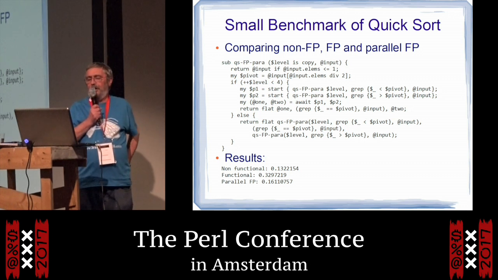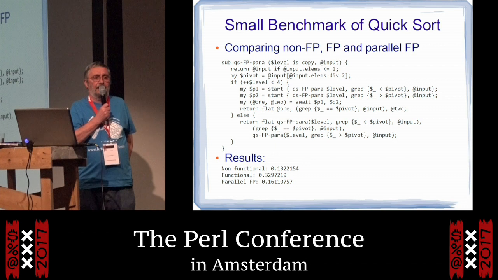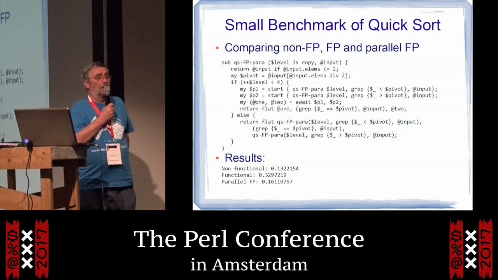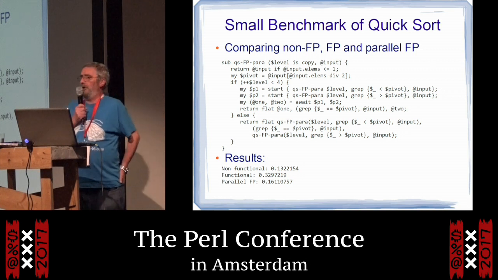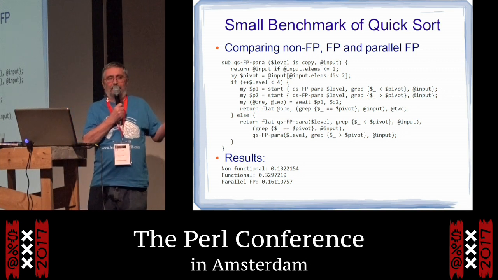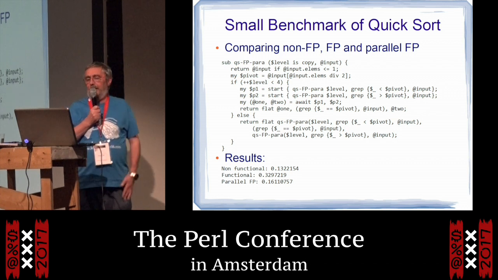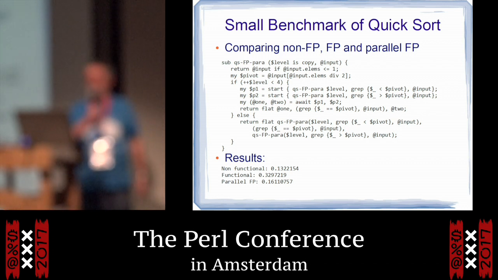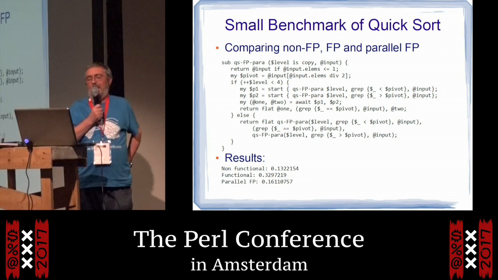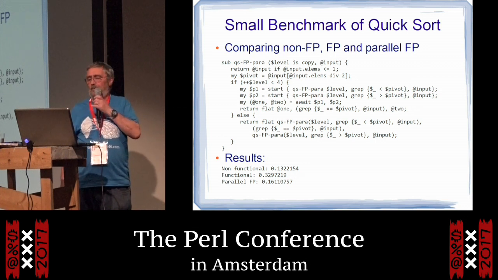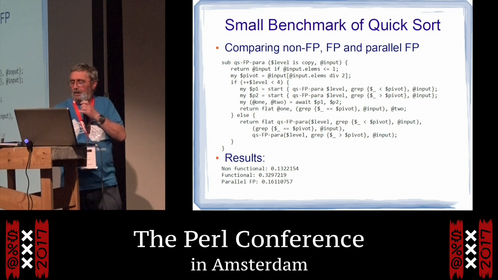So you will see the result is the non-functional version is the fastest. It runs in 13 hundredths of a second. The functional version is about 2.5 times slower. So you have to take that into account. Functional programming is very useful, but if you really have very severe performance constraints, you have to be careful. And then I also tried the parallel version, and the parallel version is just slightly slower than the non-functional version, but more or less on par. So it's interesting.